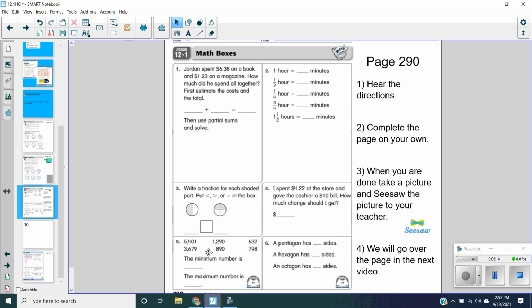For question 5, you need to find the maximum number. Or first you need to find the minimum number, the smallest, and then you need to find the maximum number, the biggest number. And number 6, tell me how many sides each of these shapes have. So how many sides a pentagon has, a hexagon, and an octagon.